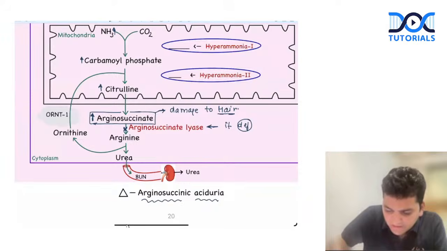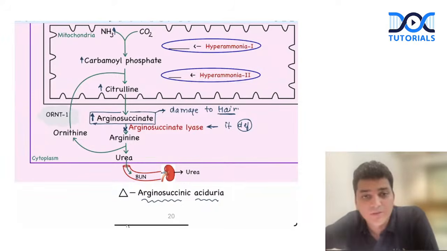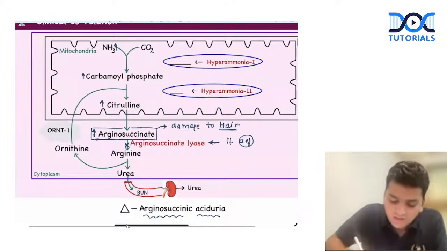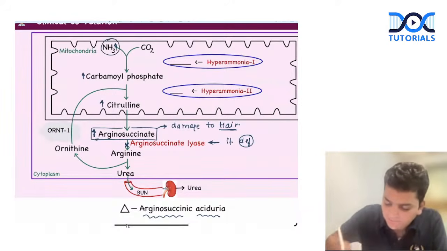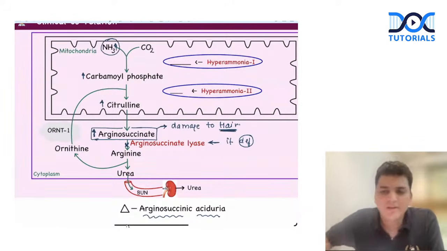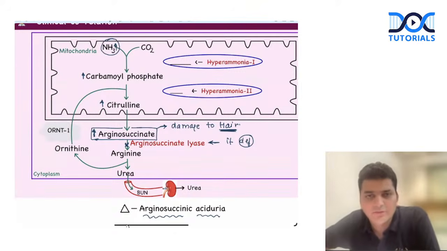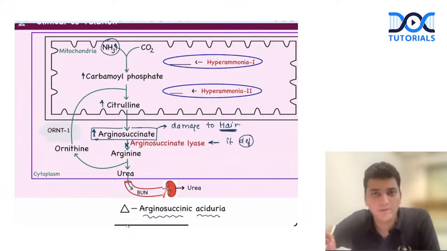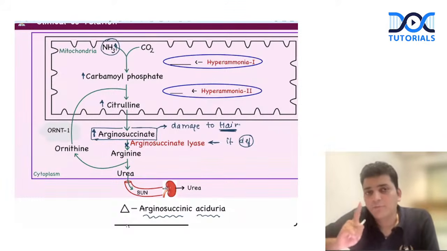If the argininosuccinic acid is more, it will damage the hair. So this patient will have more ammonia. Along with that, this patient will also have damage to the hairs. If you see this word, they are talking about argininosuccinic aciduria. So what are the buzzwords? What are the important clues that are to be remembered? That will most likely give you one question, 1 mark in the exam.